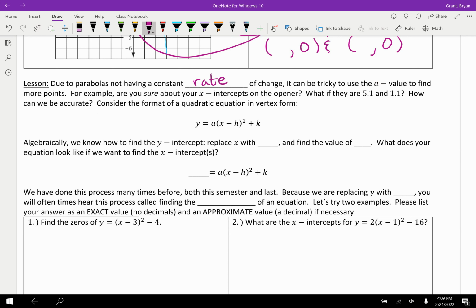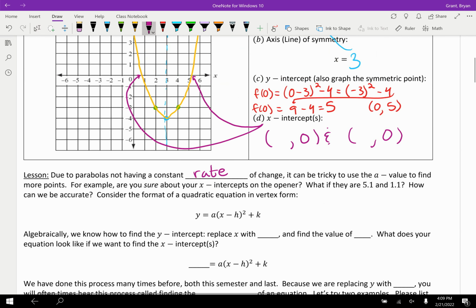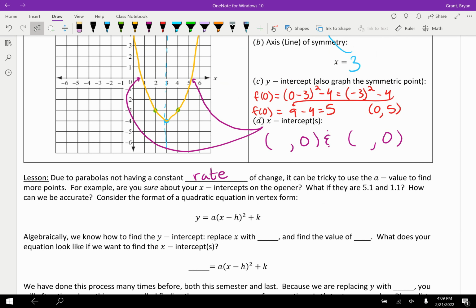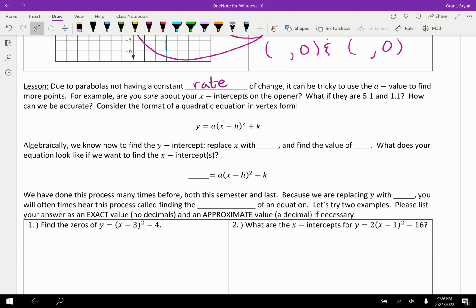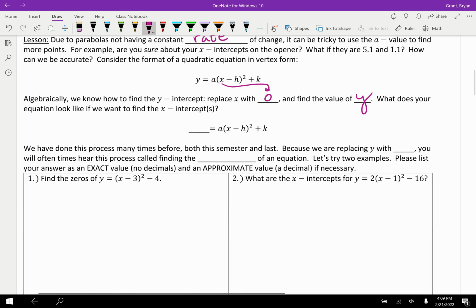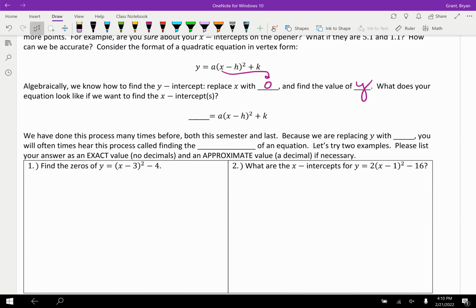Right? And if the a value doesn't work out perfectly with the x-intercepts, it can be really tough. Well, if you consider the format of a quadratic equation in vertex form, I have it right here, we already know how to find the y-intercept, right? That's where you take x and you replace it with 0, and that leaves you the value of y. That is the y-intercept. And we've learned in the past that if we wanted to find the x-intercept, we pretty much do the same thing.